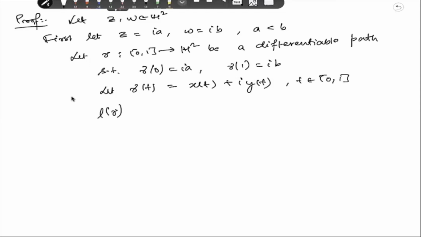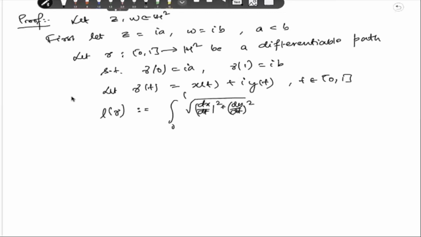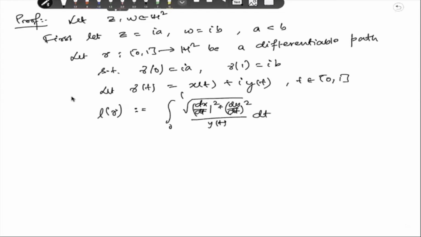So the length of gamma, by definition, is the following integration from 0 to 1 of the square root of (dx/dt) squared plus (dy/dt) squared, divided by y(t), dt. Now note that the numerator of this integrand is always greater than or equal to mod of dy/dt. Therefore this integration is always greater than or equal to the integration from 0 to 1 of mod dy/dt divided by y(t) dt.